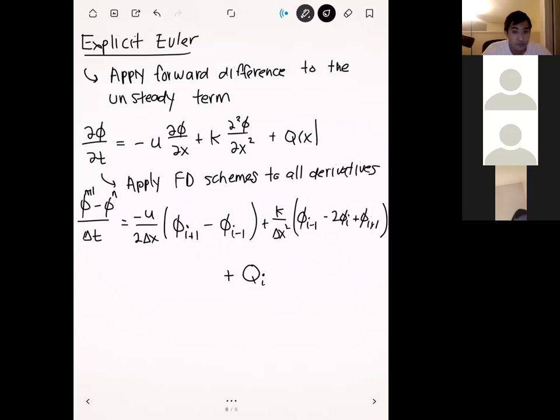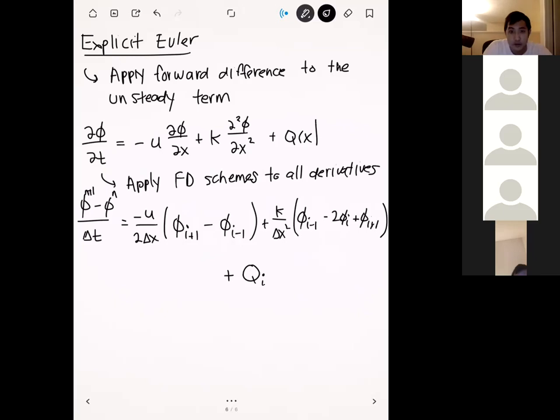Professor, the minus 2 phi on the right, plus, is that a plus on the bottom? Yeah, it's a plus, yeah, phi i plus 1. That's the last one. Okay, thank you.